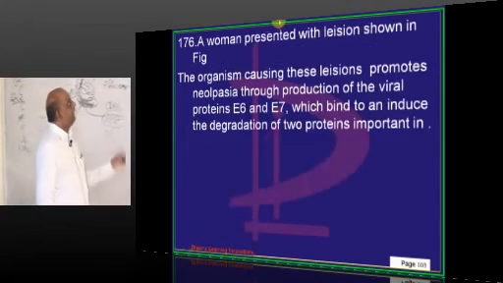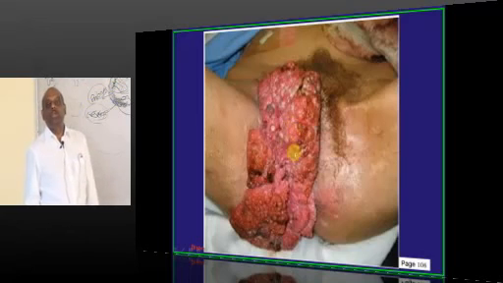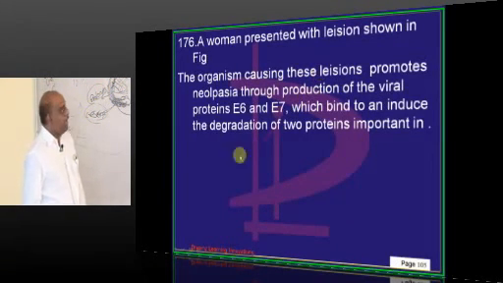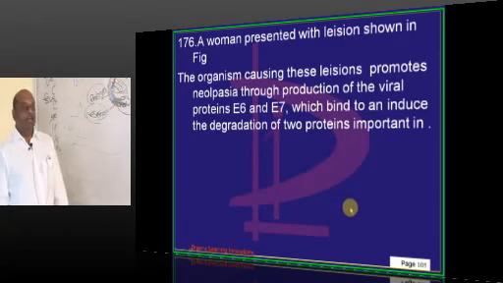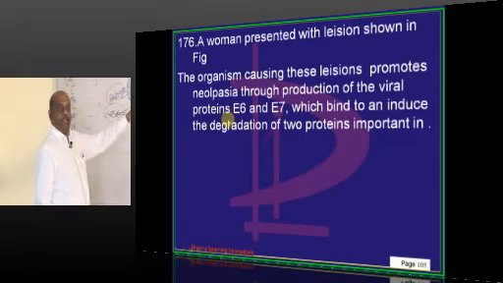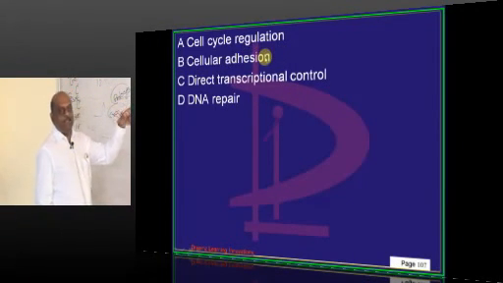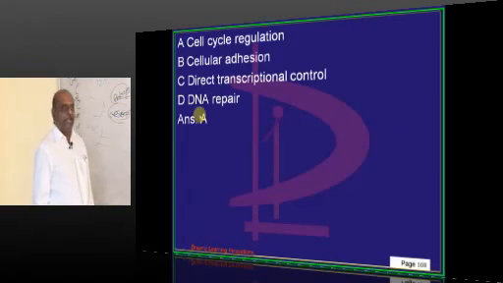Then a woman presented with a lesion shown in the figure. So what is the lesion shown in the figure? It is a venereal wart, which is basically caused by human papilloma virus. How does human papilloma virus lead to development of cervical cancer? Because it produces E6 and E7, which are proteins. And what will they do? They affect cell cycle regulation. And a dysregulated cell cycle will lead to dysplastic changes, malignancy, etc.